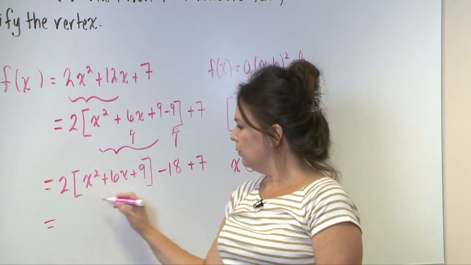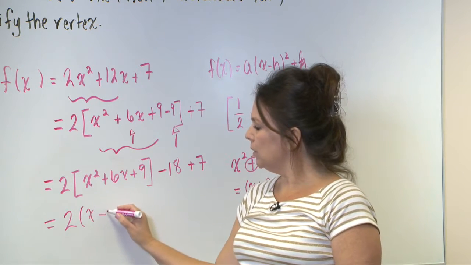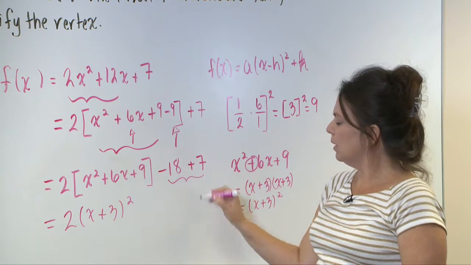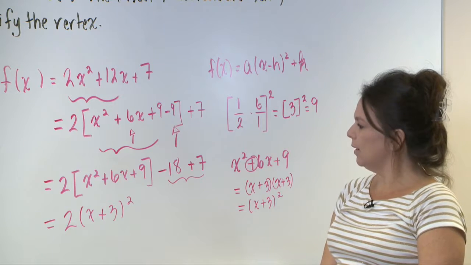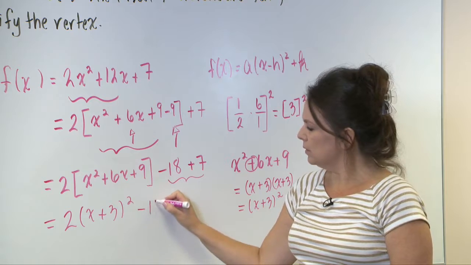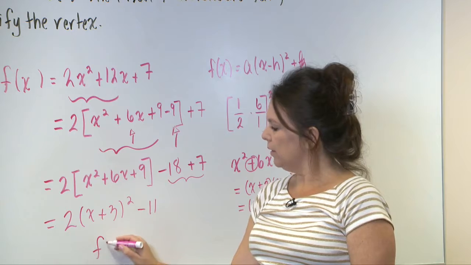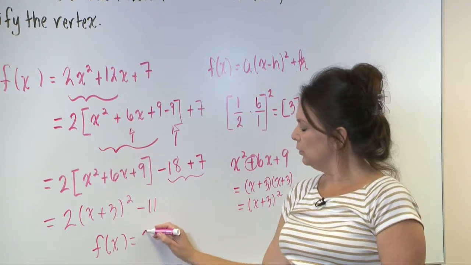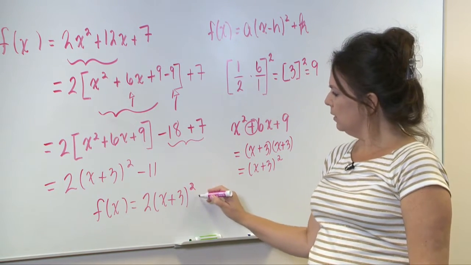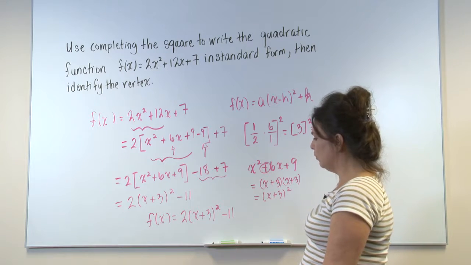So I'm going to rewrite the function here as 2 times the quantity x plus 3 squared, and then these two numbers outside of the square brackets, I'm going to go ahead and add those. A negative 18 and a positive 7 will give us a negative 11. So we have the function f of x is equal to 2 times x plus 3 squared minus 11. And that is our function in standard form.